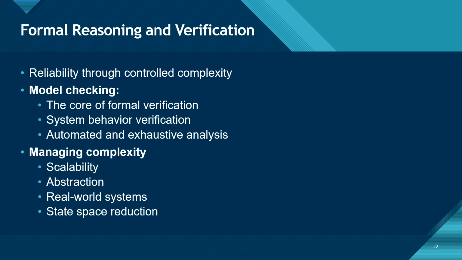To recap everything we have learned thus far, formal reasoning and verification is the process of ensuring reliable systems through controlled complexity. Model checking aids in achieving this goal as it provides an automated, exhaustive analysis of system models. Moreover, the key to scalable verification is managing complexity, as real world systems demand techniques to handle the state space explosion. The techniques we learned within model checking and managing complexity assist in formal reasoning and formal verification.